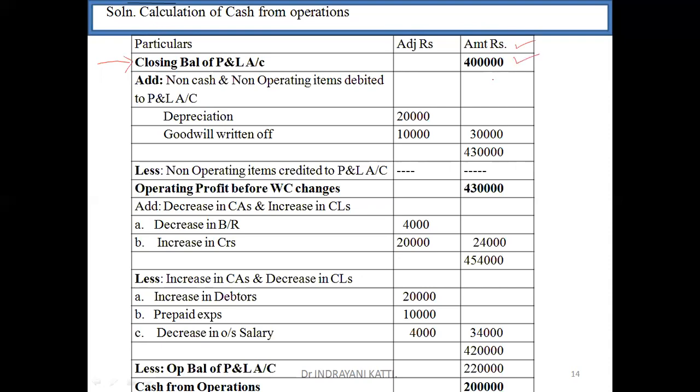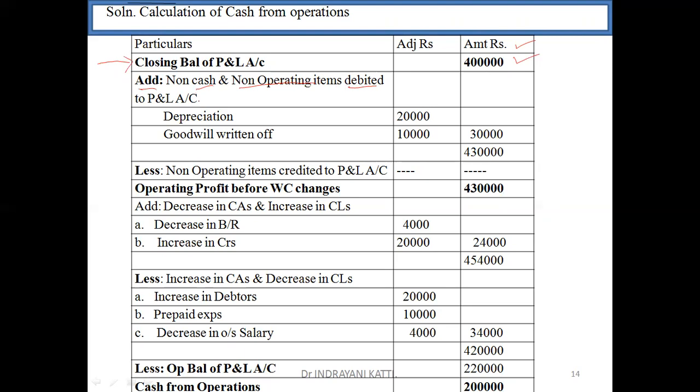Next, what we are going to do is add non-cash and non-operating items debited to profit and loss account. When we look at the profit and loss account or the income statement, we do find the non-cash items and non-operating items which are debited, right? Those are all we have to write here, add.